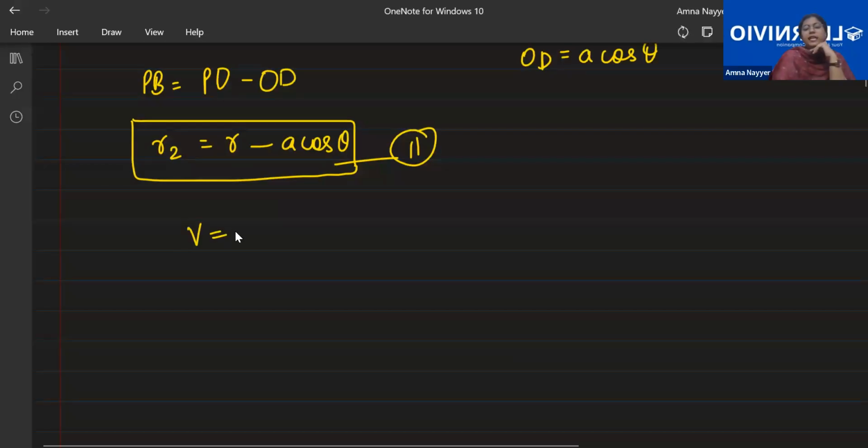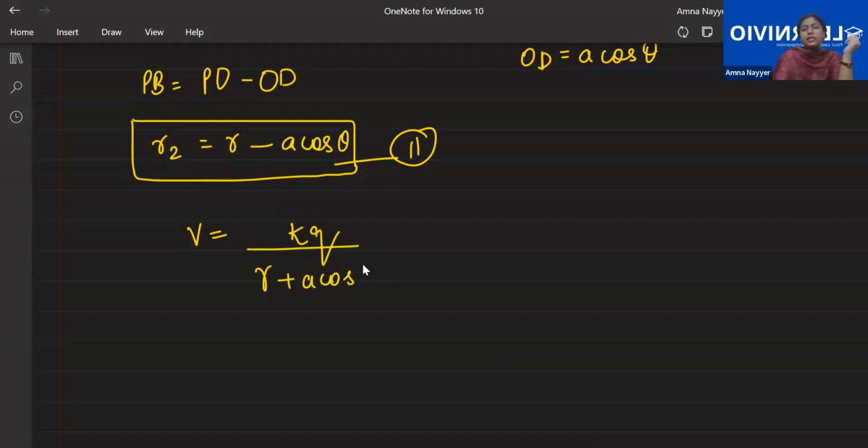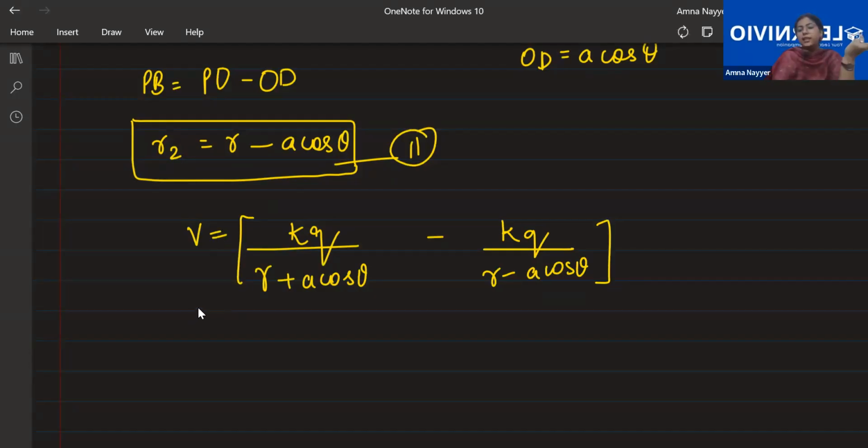When we are writing the potential KQ by R1, we can write it as KQ by R plus A cos theta, minus the second one, KQ by R minus A cos theta. That was the problem with our calculation. We didn't have anything related to R. Rather, we had R1 and R2, and R1 and R2 were just the variables taken by us. So R2 and R1 couldn't come in our answer. That had to be replaced. So we replaced it properly with the help of R and A and cos theta, because theta, A and R are a part of our question.